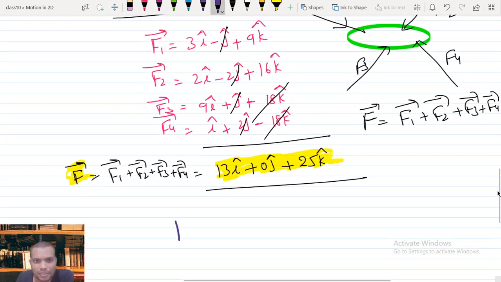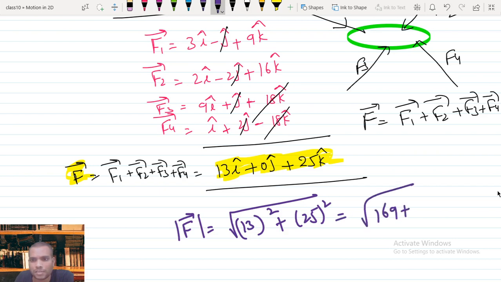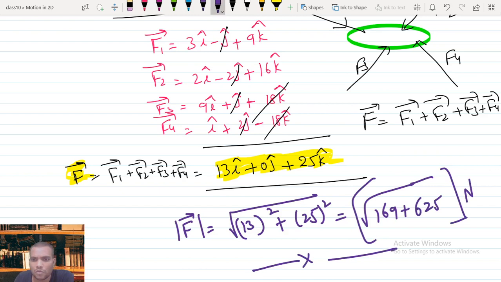To get the resultant force magnitude, what do we need to do? To find the magnitude, we need to calculate its modulus. So the modulus is the square root of 13 squared plus 25 squared. So under root 169 plus 625. The total value that comes out is the resultant magnitude in newtons. So this is how we find the resultant magnitude if two or more vectors are given. We add them to get the resultant.